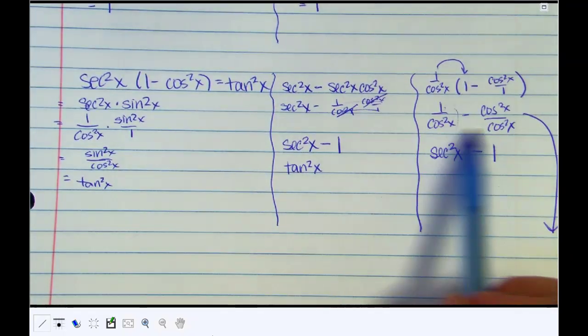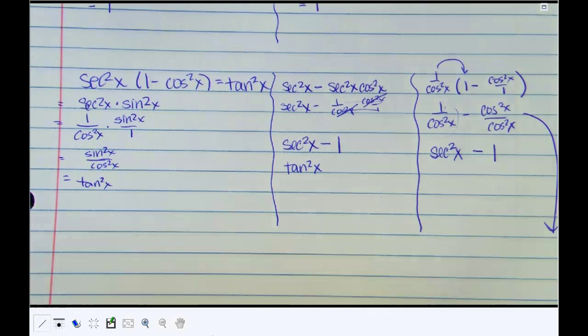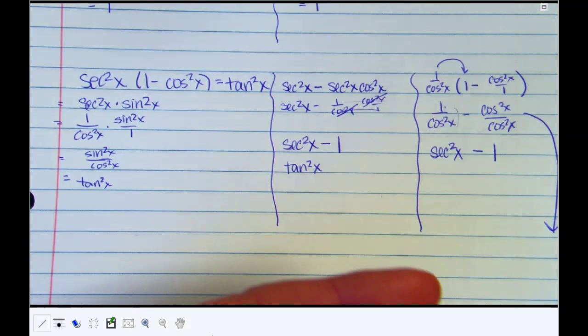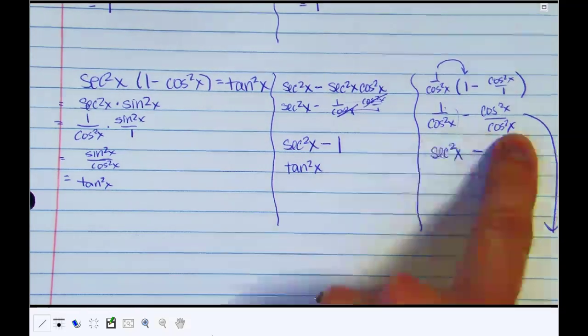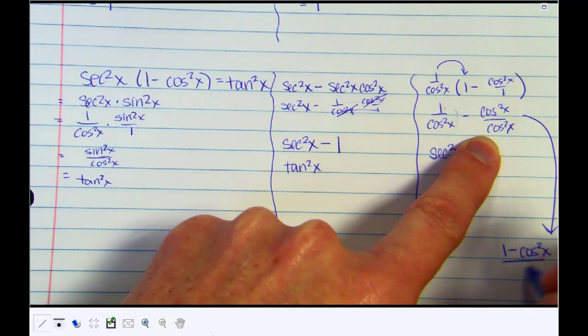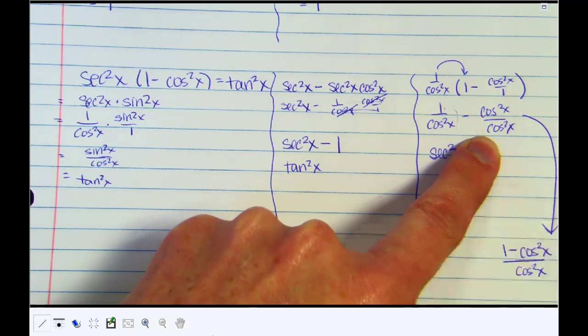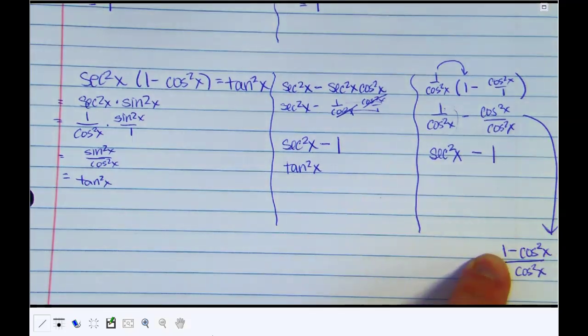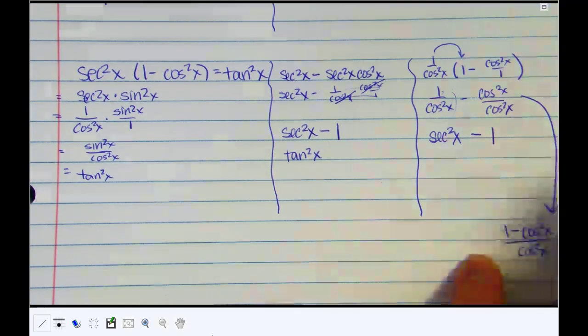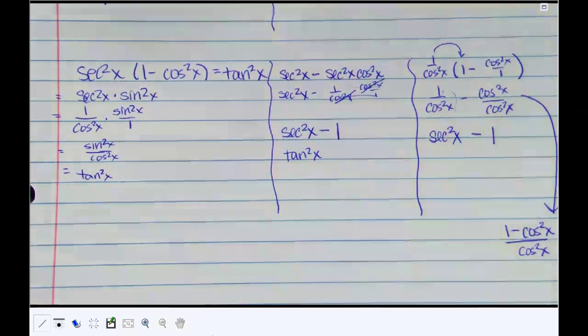You have a common denominator. So if you're ever doing one of these and you're stuck, but there's a common denominator, use the common denominator. So you've got cosine squared. The top of this is 1 minus cosine squared over cosine squared. 1 minus cosine squared is a rearranged big dog. What's it equal to? Sine squared over cosine squared. And that's tangent squared.